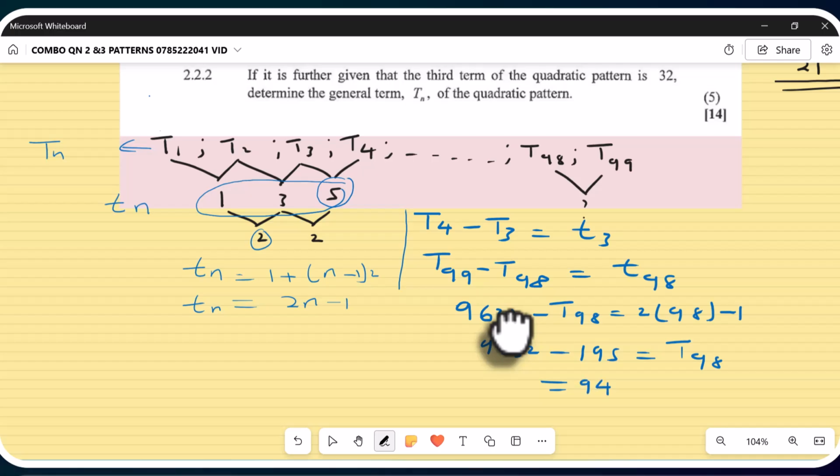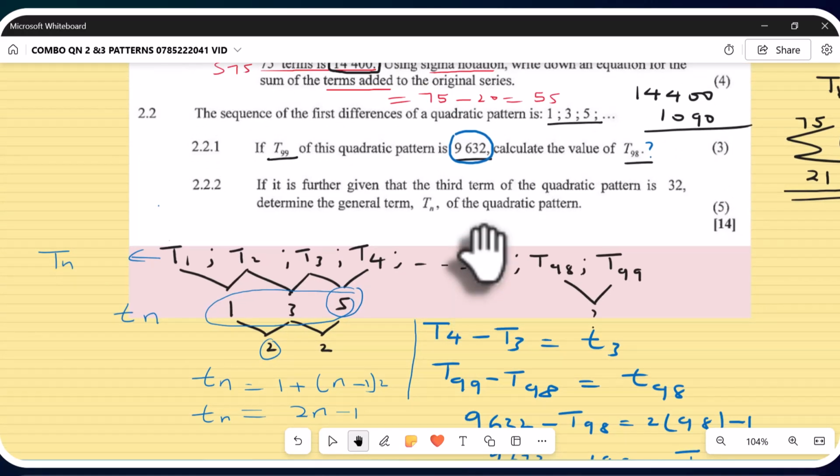That is question 2.2.1. Now they say if it is further given that the third term is 32, determine the general term Tn of the quadratic number pattern. Now we know that if we have a quadratic number pattern like this here, and we want our Tn, there's something which we always use, and I hope you know that. Okay.